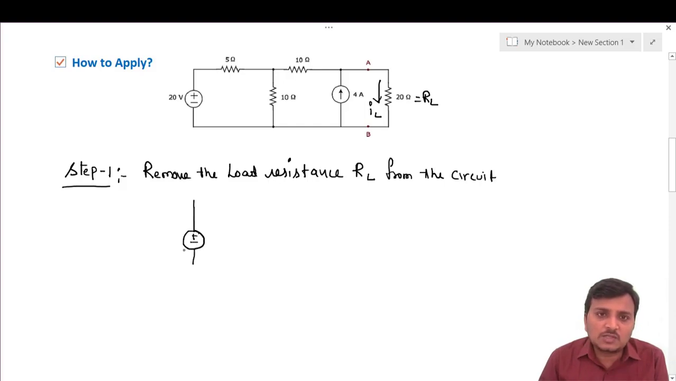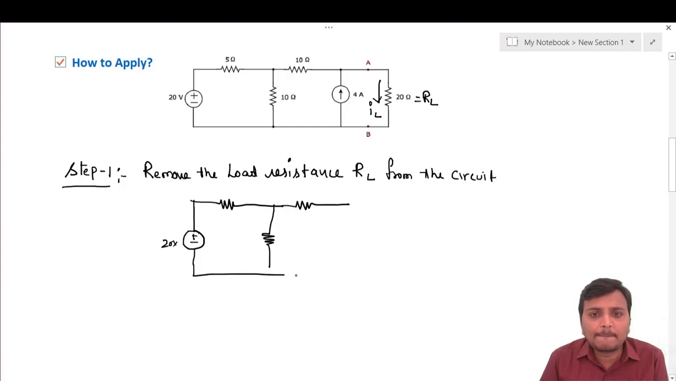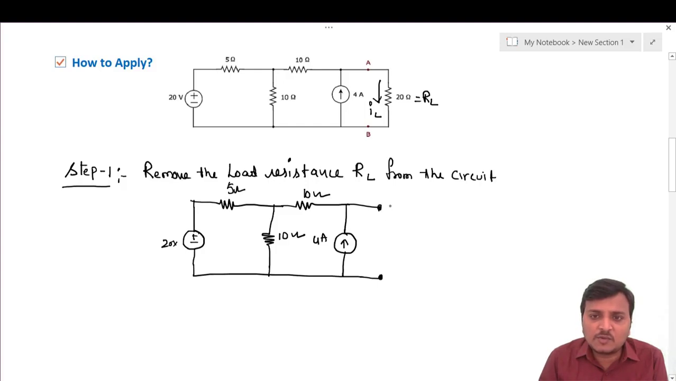Your source is 20 volts, and you have a resistance of 5 ohms, a resistance of 10 ohms, and again a resistance of 10 ohms, and you have a current source of 4 amperes. Now here I have to remove the load resistance. So the load resistance branch RL is removed, terminals AB. This is the first step.